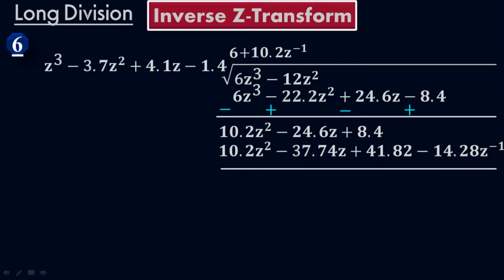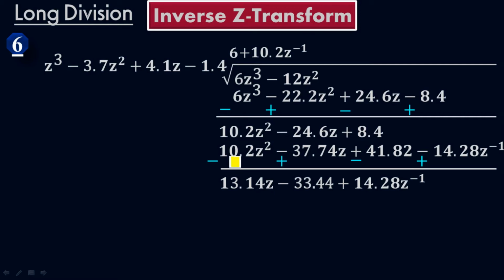Now change the signs. Positive becomes negative. Negative becomes positive. Positive becomes negative. Negative becomes positive. Now do the subtraction to have 13.14z minus 33.44 plus 14.28z to the negative 1.